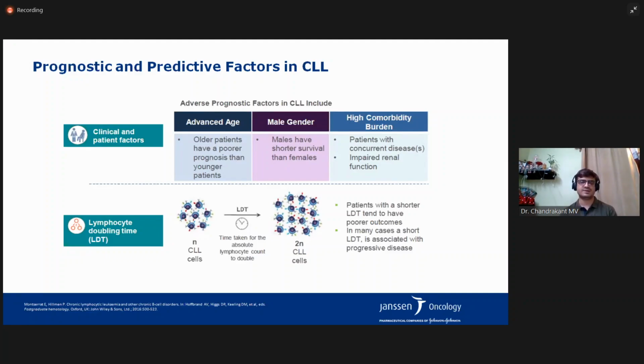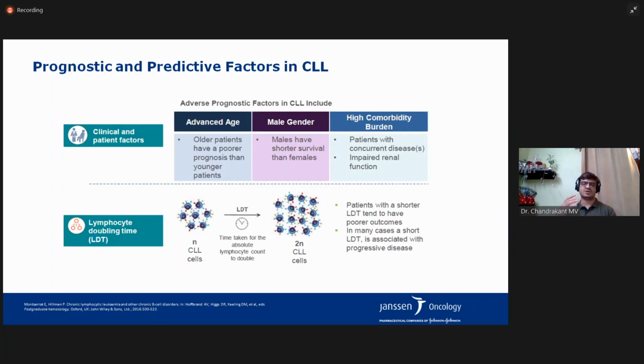If you look into the lymphocytes, when we see CLL patients for the first time, we usually follow them up after 2 or 3 months, and we see if there is any doubling. If there is doubling in a matter of 6 months, then we consider it a fast lymphocyte doubling time. Patients with a shorter lymphocyte doubling time tend to have poorer outcomes. In many cases, a short lymphocyte doubling time is associated with progressive disease.